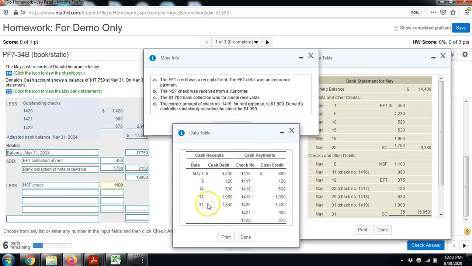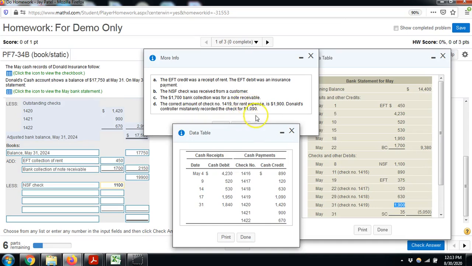And what else do we have? Okay, so it looks like there's an error too. The correct amount for check number 1419, which is in our books as 1090, is actually 1900. So what does that mean? That means we wrote a check for 1900, which was cashed, as we see here. But in our books, we actually only took out 1090. So we didn't take out enough cash for this rent expense in our accounting book.